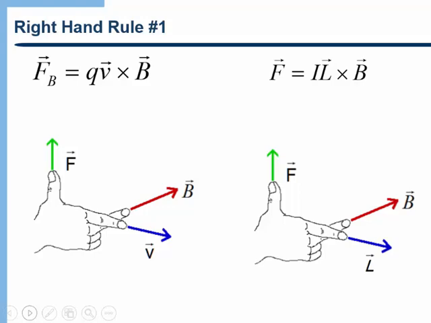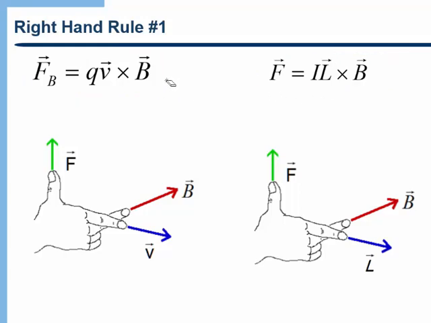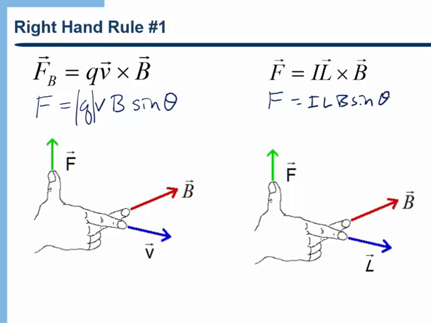So right-hand rule number one, again, applies when you're talking about the direction of the force on a charge in a magnetic field, or the direction of the force on a current-carrying wire in a magnetic field. Remember that to find the magnitude of the force for any cross product, it's just the magnitudes of the vectors times the sine of the angle between them. So the magnitude of the force is QVB sine theta, or the magnitude of the force on a wire would be ILB sine theta. Okay. So how do we do this?